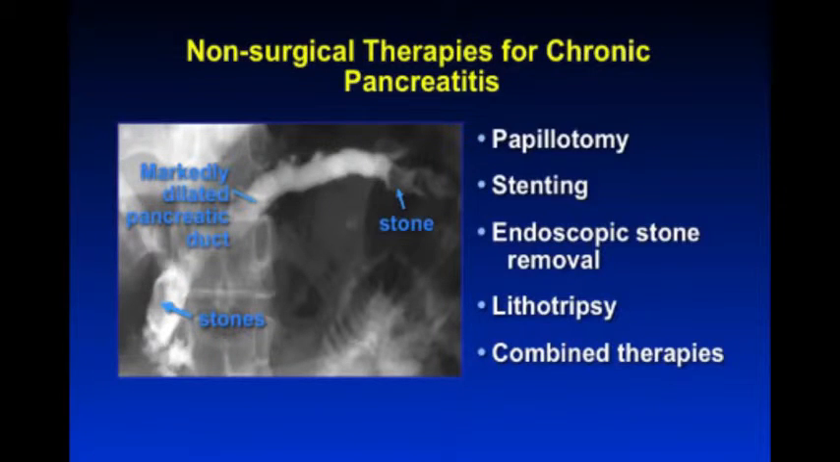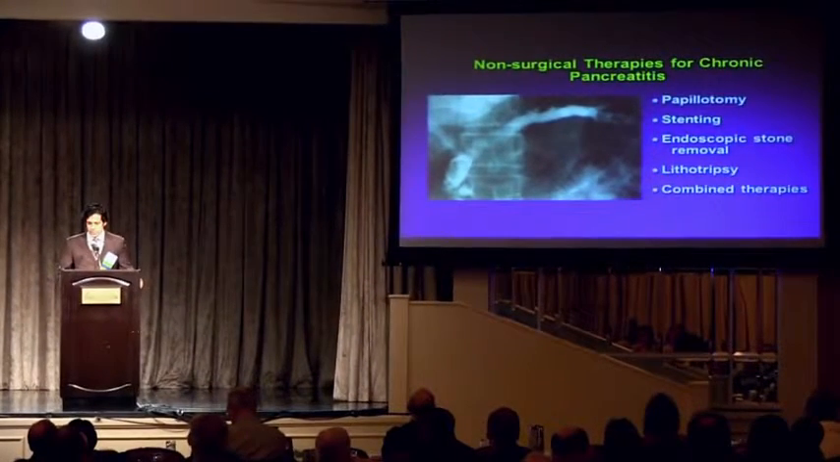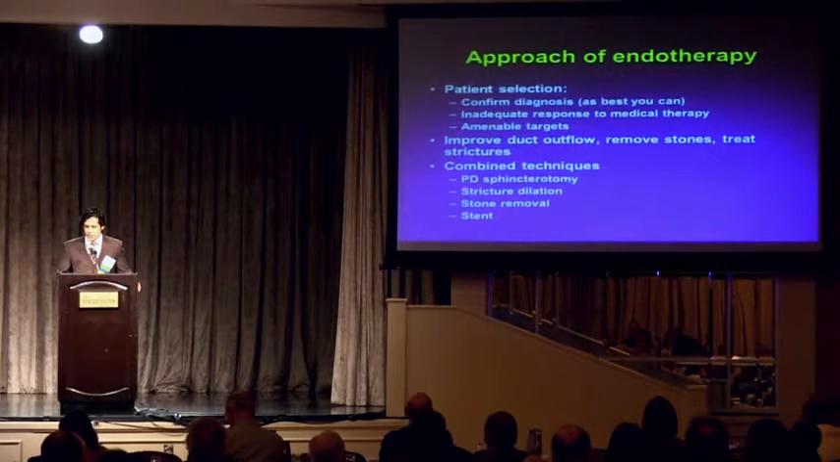So let's start talking about endotherapy. What we have available for us is an array of interventions. There's usually a pancreatic sphincterotomy involved, various degrees of stricture stenting and dilation, stone removal, stone destruction, and more often than not, a combined approach is taken. So in that pancreatogram, you see a dilated duct. There's a stone in the head, and there's a stone in the tail.